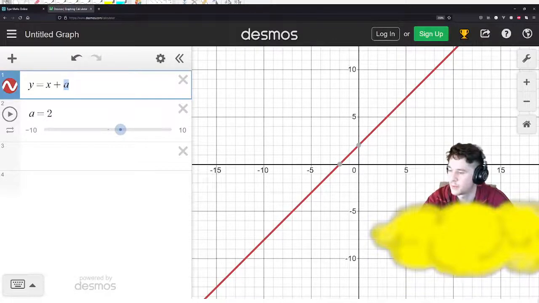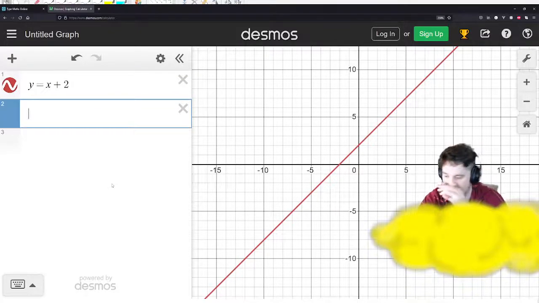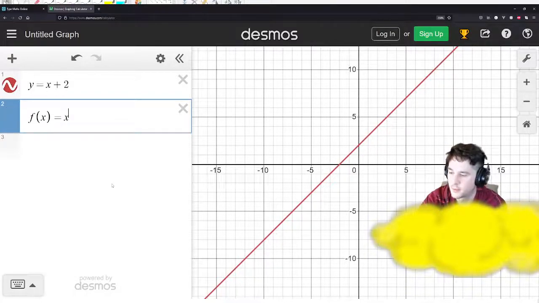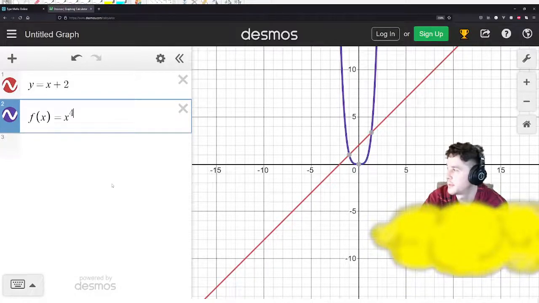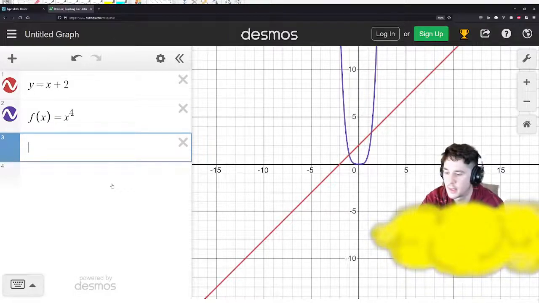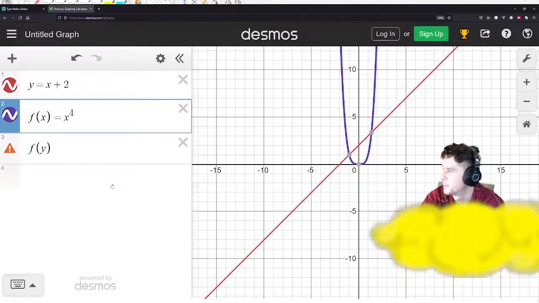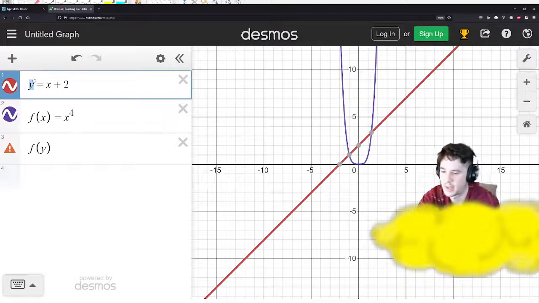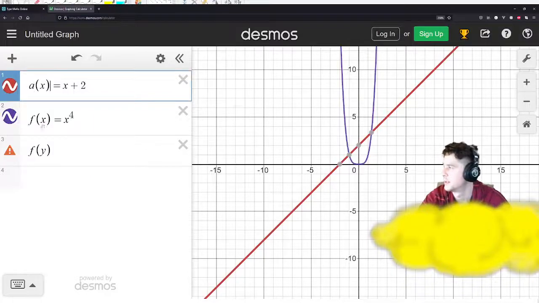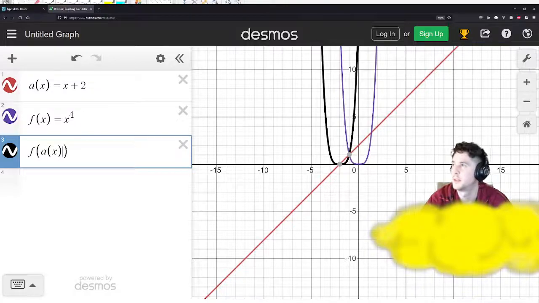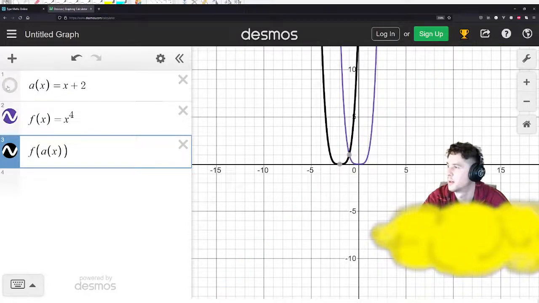So if we said y equals x plus 2, we'll get rid of a, and then we can say f of x equals x to the 4. So in order to shift that to the left, we're going to do f of y. All right, does this give us anything? Hold on. Let's say this is a of x. And so then we're going to do f of a of x. All right, so there we've shifted to the left using our straight line.